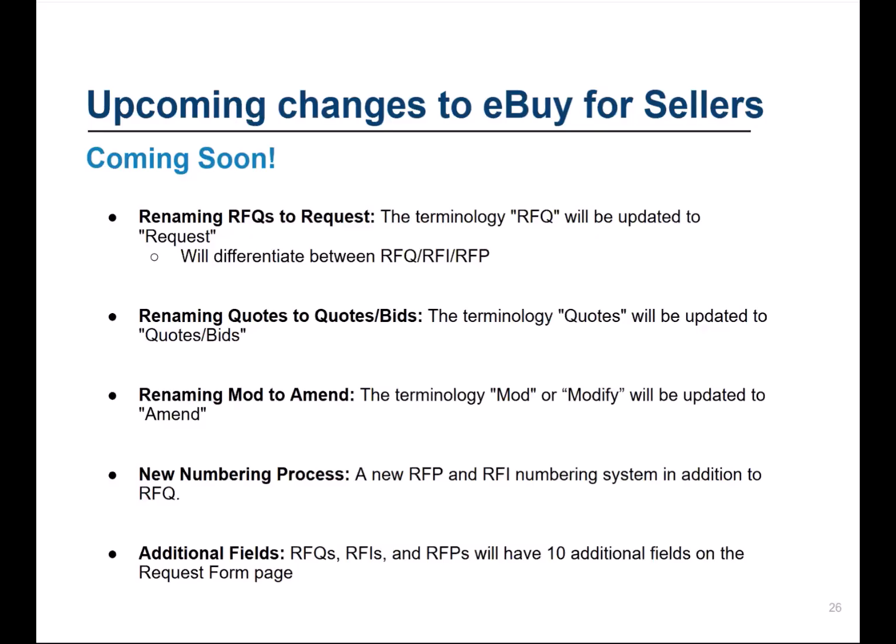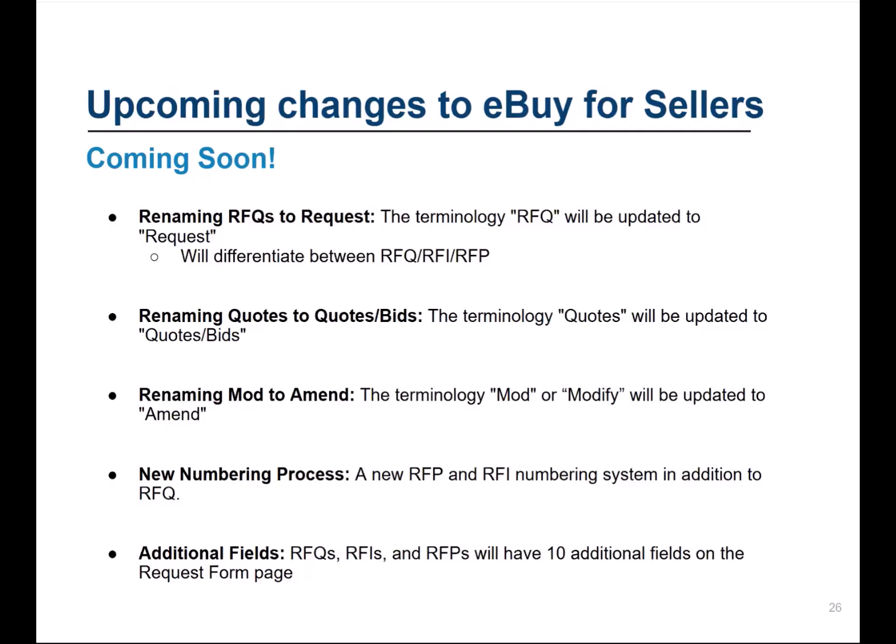Upcoming changes to eBuy for sellers are coming very soon. These changes were requested by our industry partners, and we have worked very hard in order to get these into our live production site. So we are expecting these changes to happen August, September 2025 timeframe. Some of the changes that you can expect to see on your side of eBuy is that we are going to rename the RFQs to requests. The terminology RFQ will be updated to request. We are doing this because moving forward, we will differentiate RFQs, RFIs, and RFPs.